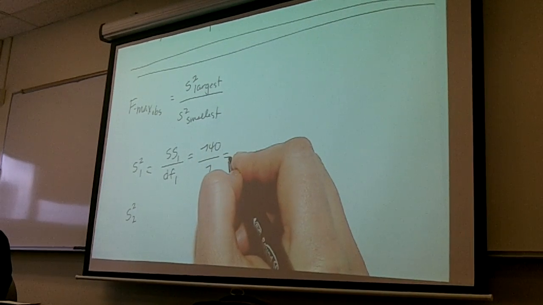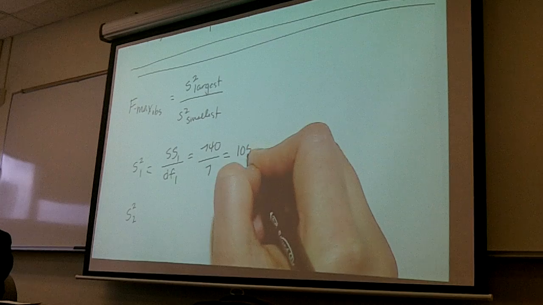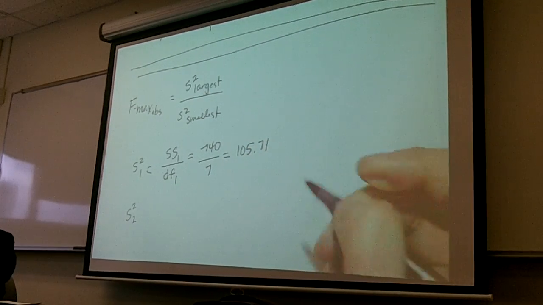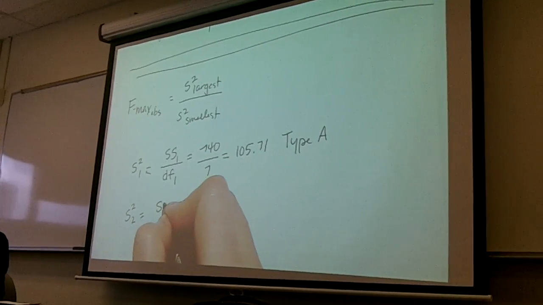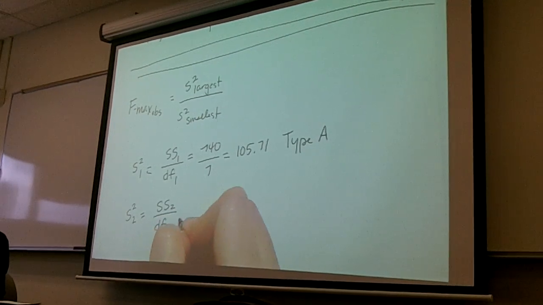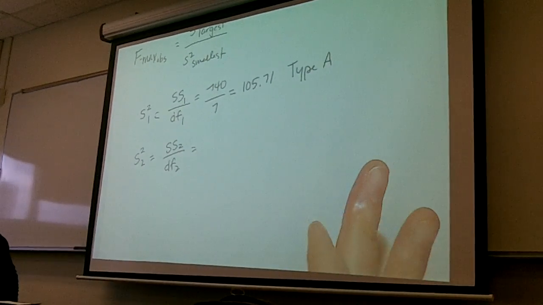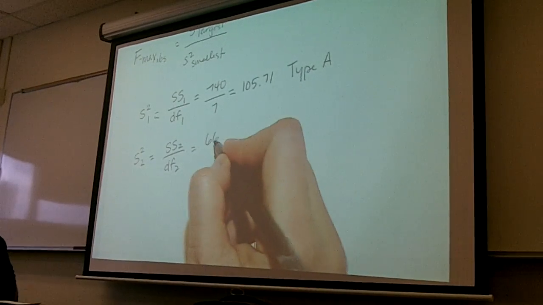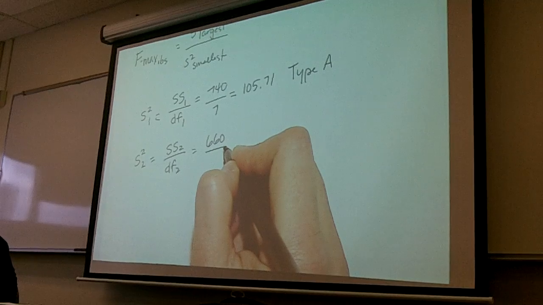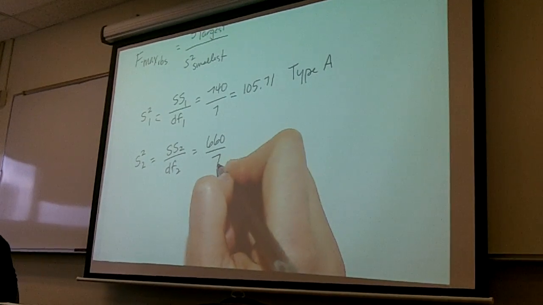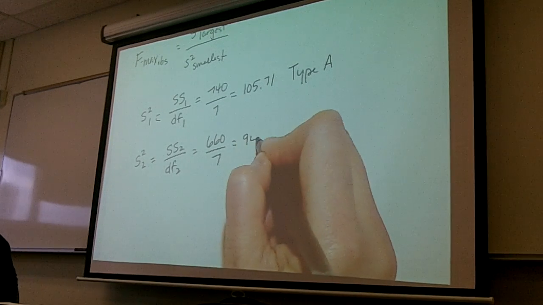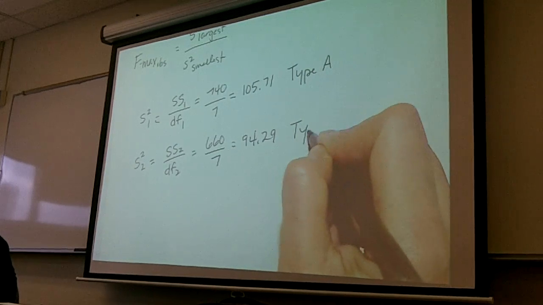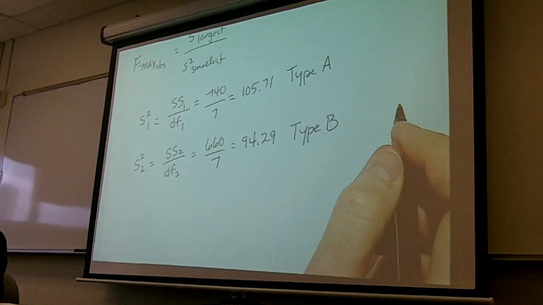So what's 740 divided by 7? 105.71. Okay. So this is for type A. And then for the second group, it's going to be 660 divided by what? Also by 7, because the groups are the same size. So what's 660 divided by 7? 94.29. So for type B, it's 94.29.